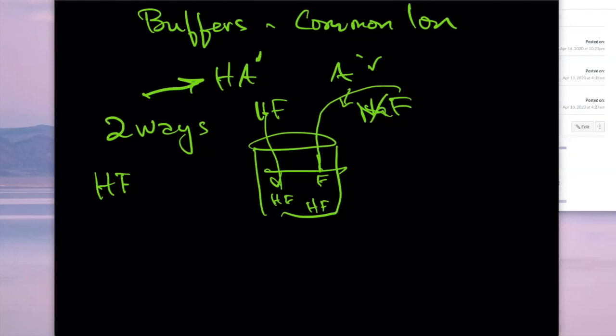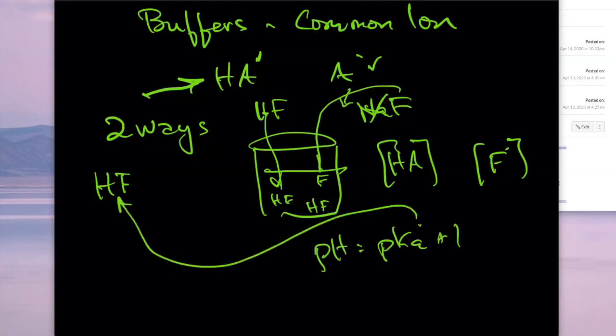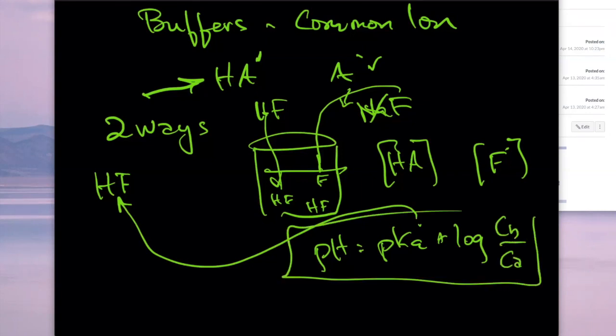Whenever you have this, you have to calculate the concentration of the acid. You have to calculate the concentration of the base. And then you can use the Henderson-Hasselbalch equation. You can say that the pH is equal to the pKa of this acid plus the log of the conjugate base over the conjugate acid. Just go straight for that. That's the common ion effect. Now, this is one way of getting the buffer. You put in the acid and you put in its salt.